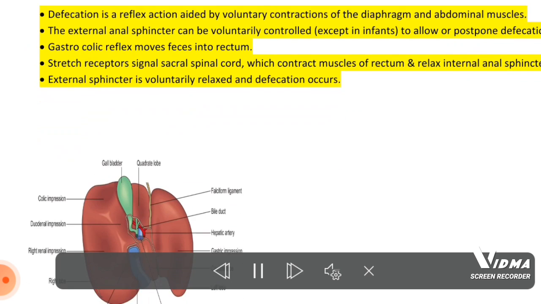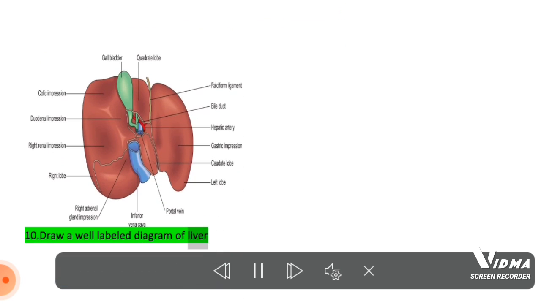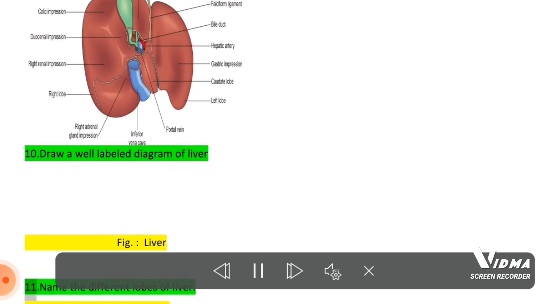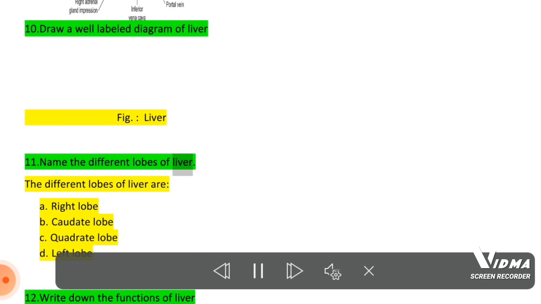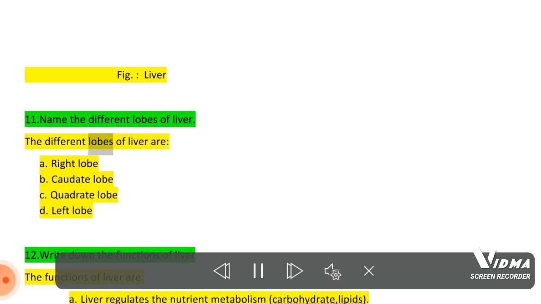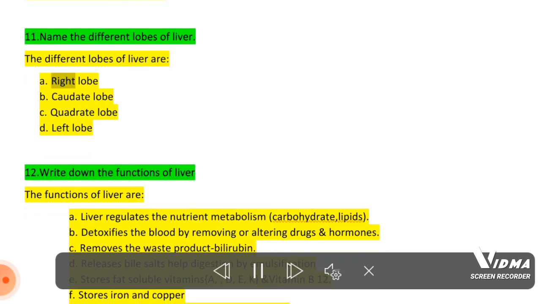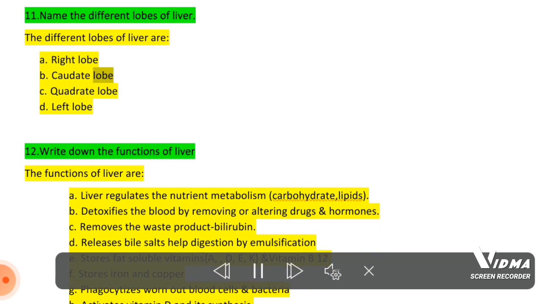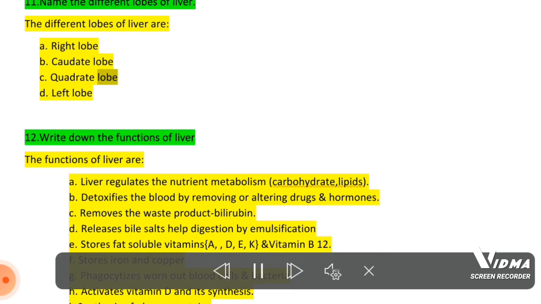10. Draw a well-labeled diagram of the liver. Fig. Liver. 11. Name the different lobes of the liver. The different lobes of the liver are: right lobe, caudate lobe, quadrate lobe, left lobe. 12. Write down the functions of the liver.